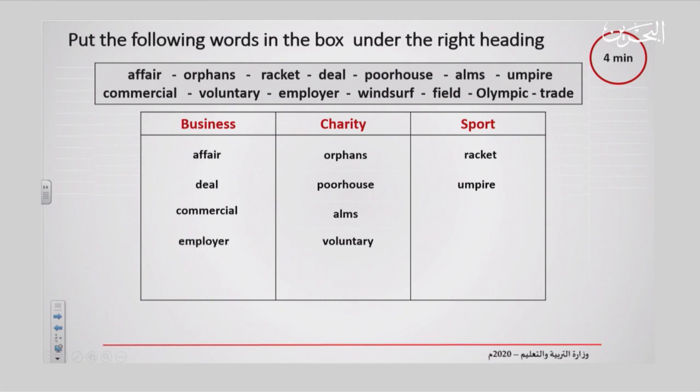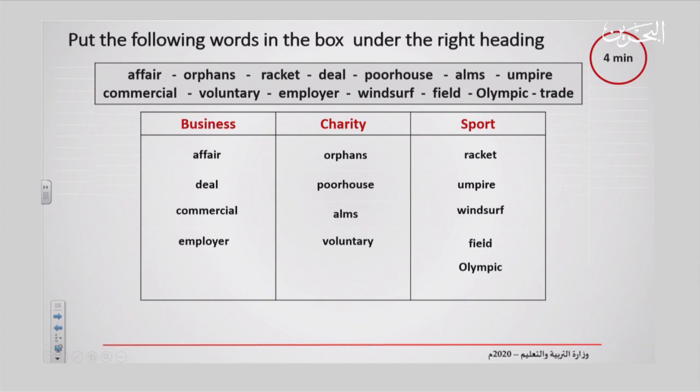As for employer, it goes under business, because the employer is the worker that works in a company or organization. Windsurf is a sport, and it is a water sport, so it goes under the category of sports. Field also goes under the category of sport, and the field is the place that you play sports like baseball or football.